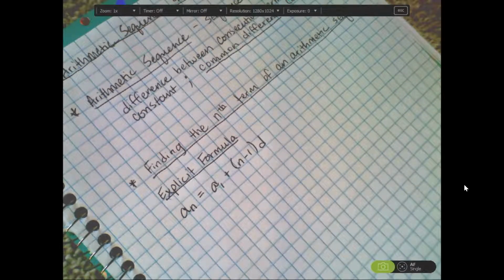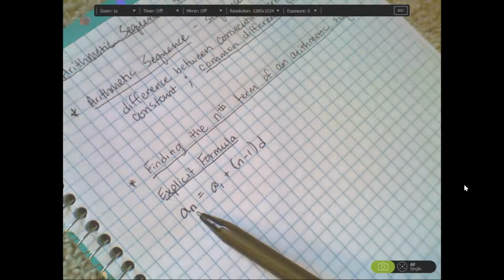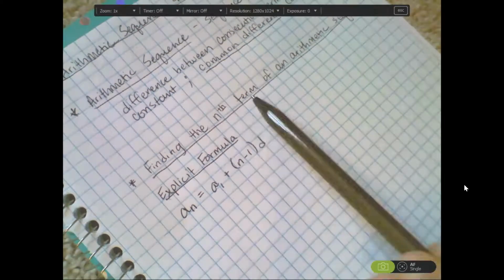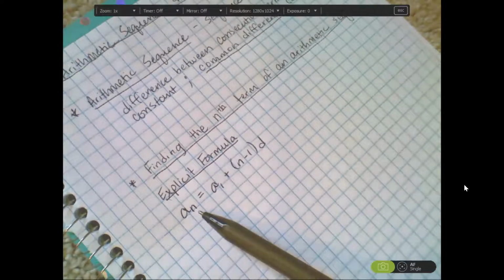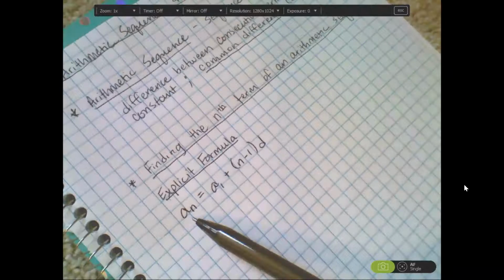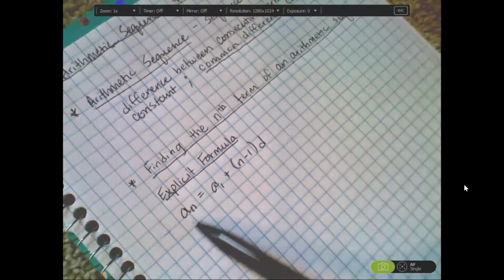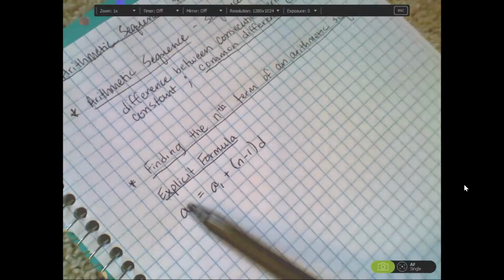So given that we saw some of this stuff last week, you could probably figure out what some of this notation is. So a sub n is just the nth term, right? Like if this is a 5, that means we're calculating the 5th term. If this is a 10, we're calculating the 10th term. So this is just whatever term we're looking for.